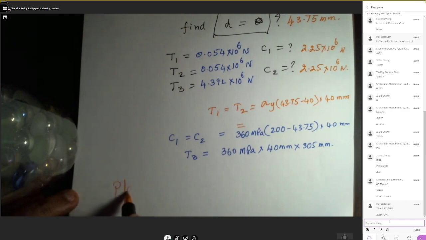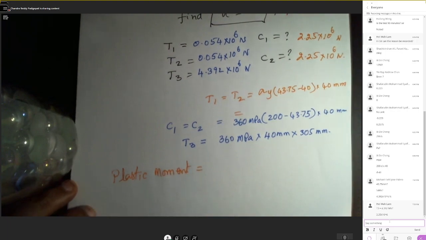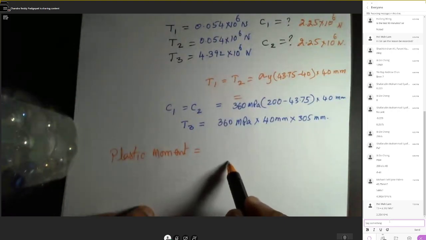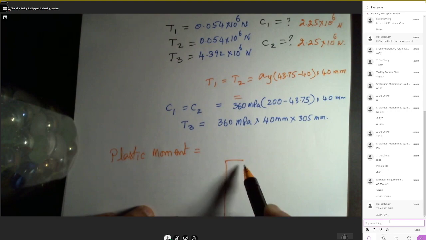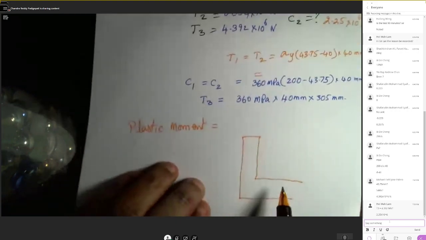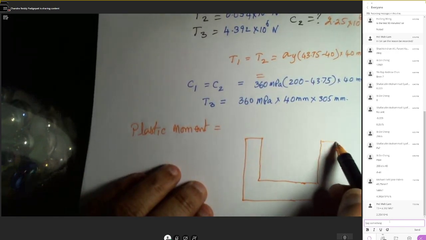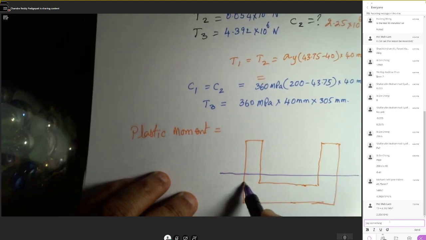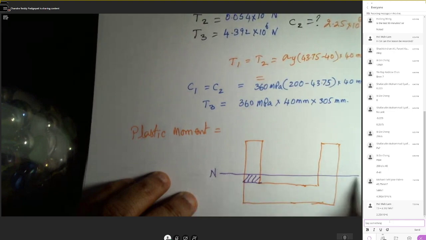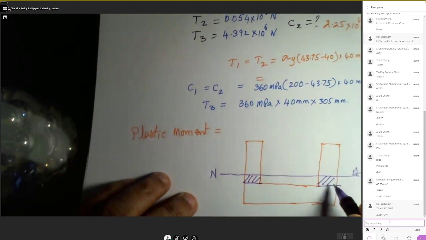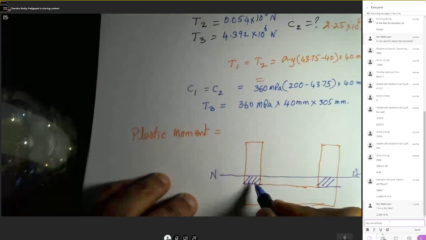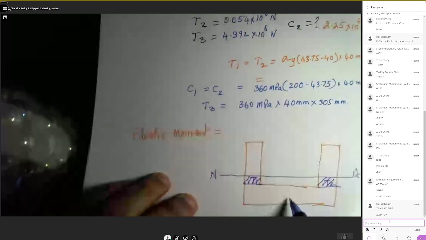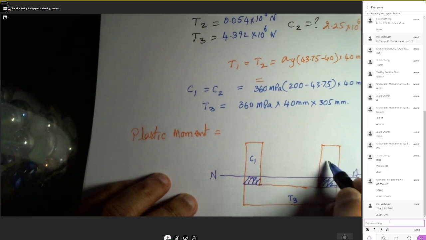Now we need to calculate the plastic moment. We know that the moment is nothing but the force multiplied by the perpendicular distance. So here our system is something like this. Let me draw this again. Let us say this is the cross section, and this is our neutral axis. These two are the tensions. This is your T1, this is your T2, this is your T3, this is your C1, C2.